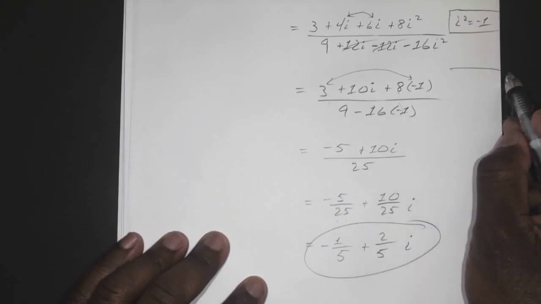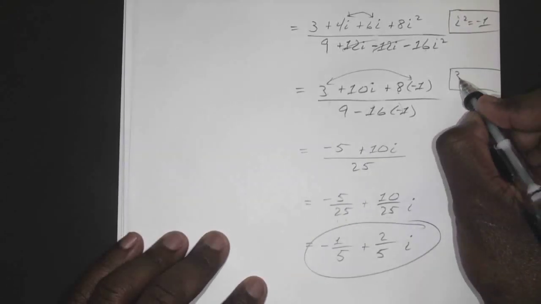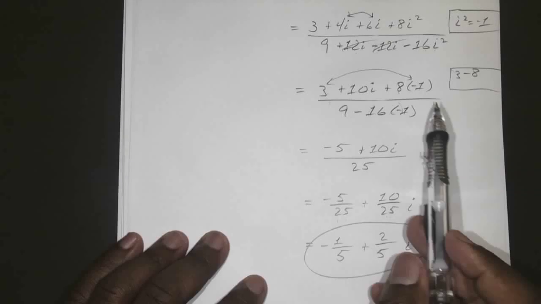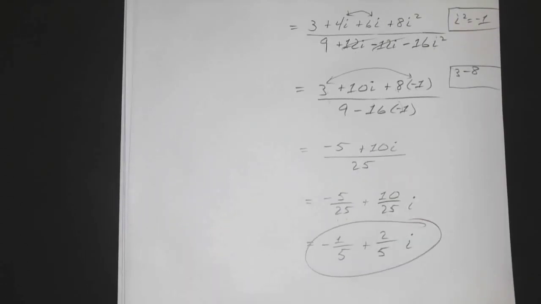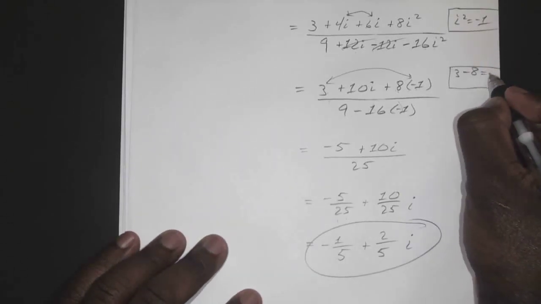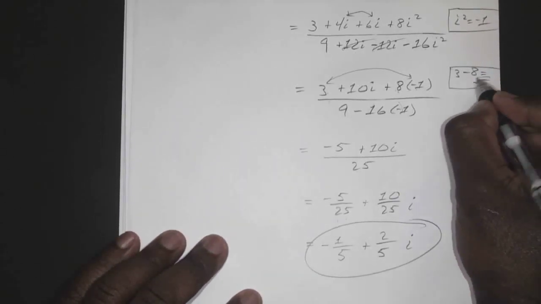Oh, that was this here. That just becomes 3 minus 8, because that's negative 1 times 8. Okay, I did it differently. I didn't get that. So 3 minus 8 equals negative 5.